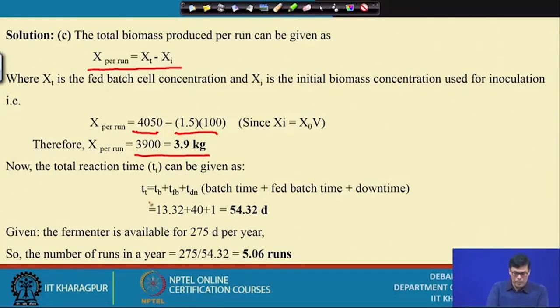Now, how many runs can you conduct? This is the batch time, 13.432, and then the fed batch time required is 40 days, and downtime required is 1 day. So the total time is required like this. We have to operate 275 days, so divided by 54.32, that means 5.06 runs you have to conduct.